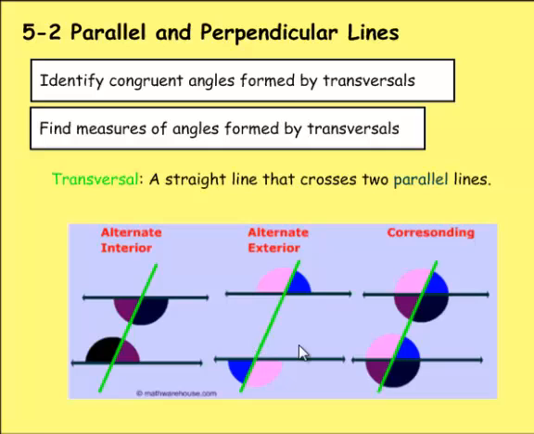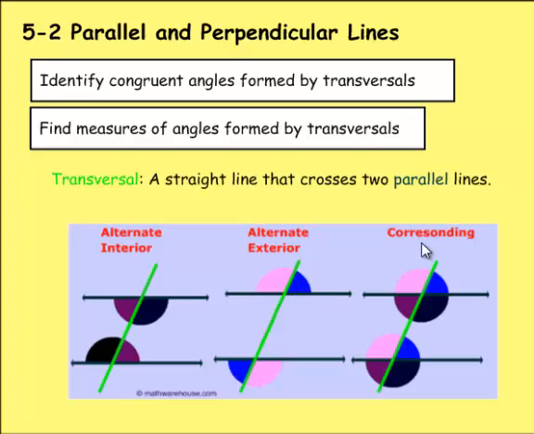We also see that on the exterior or the outside of the parallel lines, this blue and this blue are exactly the same. And then this pink one and this pink one are the same. That's called alternate exterior. So you have the two exterior ones on the alternate sides are the same measure.